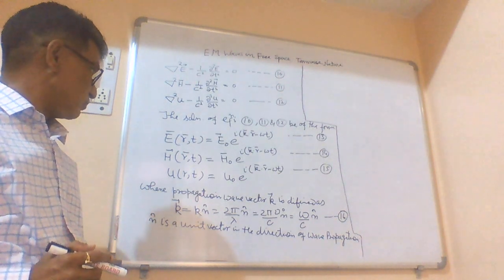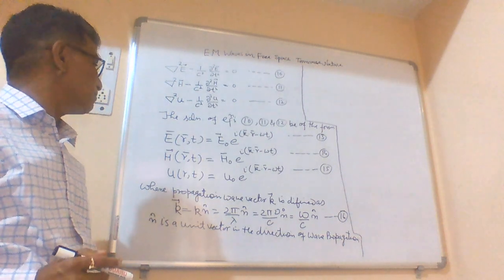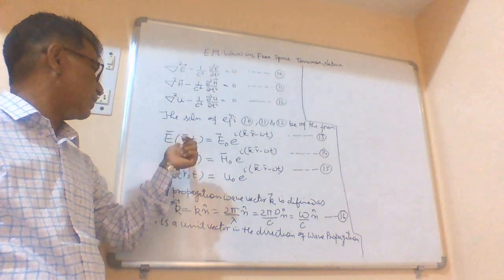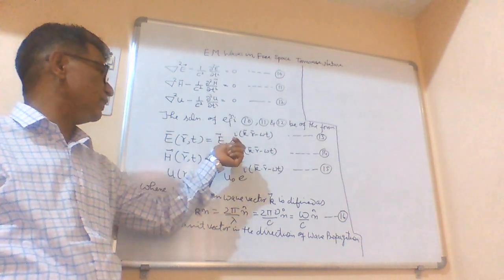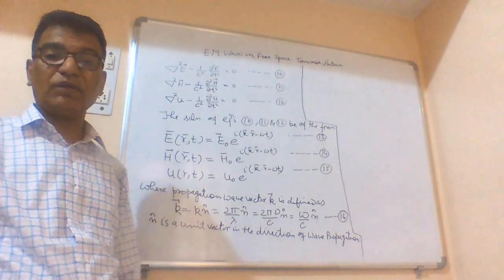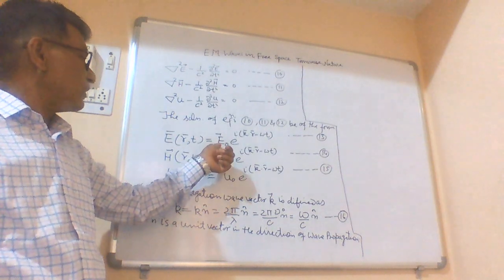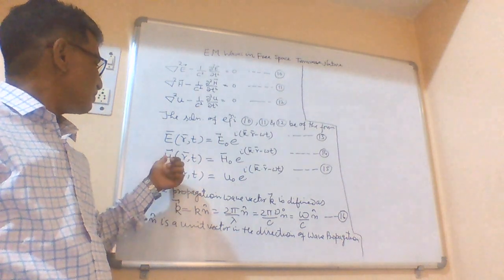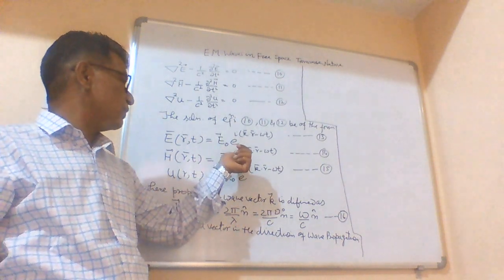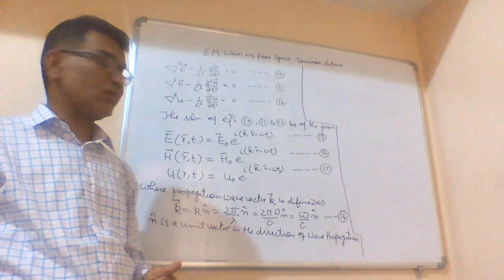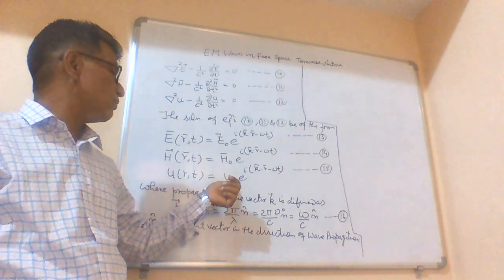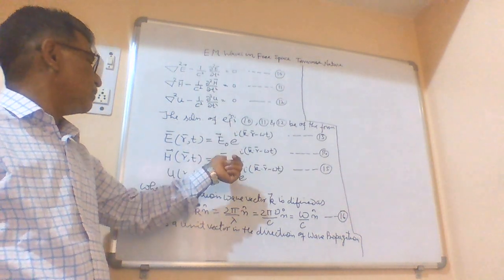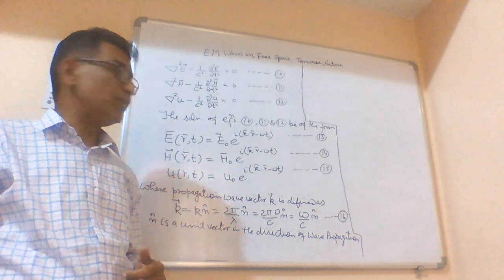So let the trial solution of the equations number 10, 11, 12 be written in the form E(r,t), r for space, t for time. E(r,t) is equal to E naught e raised to the power i (k dot r minus omega t). E naught is the amplitude of the electric field vector. It is complex. Similarly, H(r,t) is equal to H naught e raised to the power i (k dot r minus omega t). U(r,t) is equal to U naught e raised to the power i (k dot r minus omega t). E naught, H naught, U naught are the amplitudes.